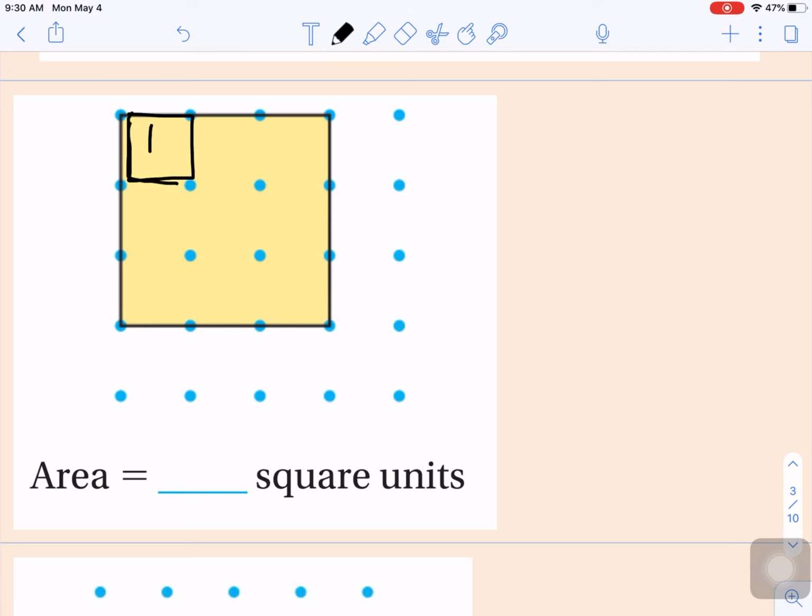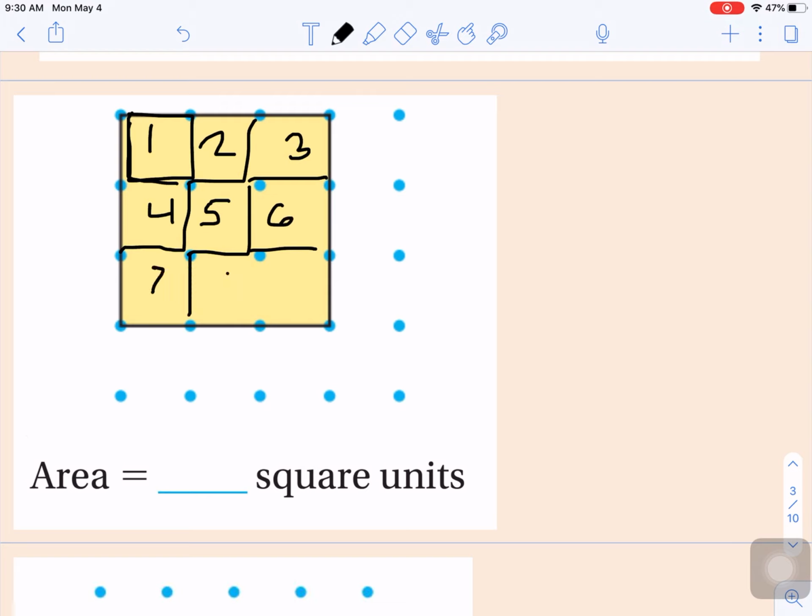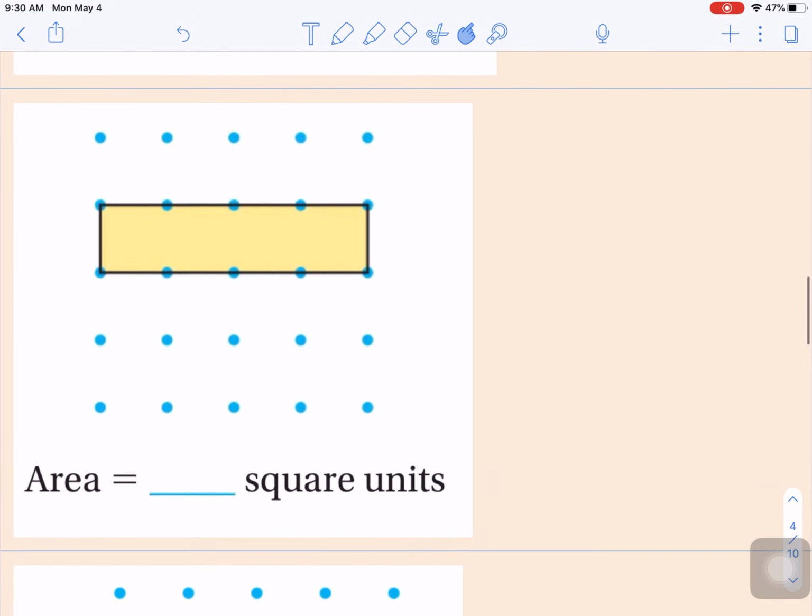So there's 1, 2, 3, 4, 5, 6, 7, 8, and then lastly 9. So I know that the area of this shape is going to be 9 square units, and I know that because I counted the space inside of this shape. I counted 9 square units inside that shape.